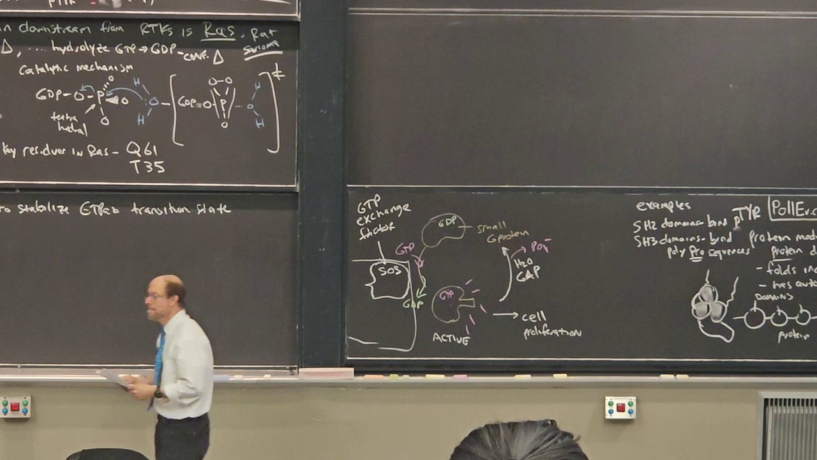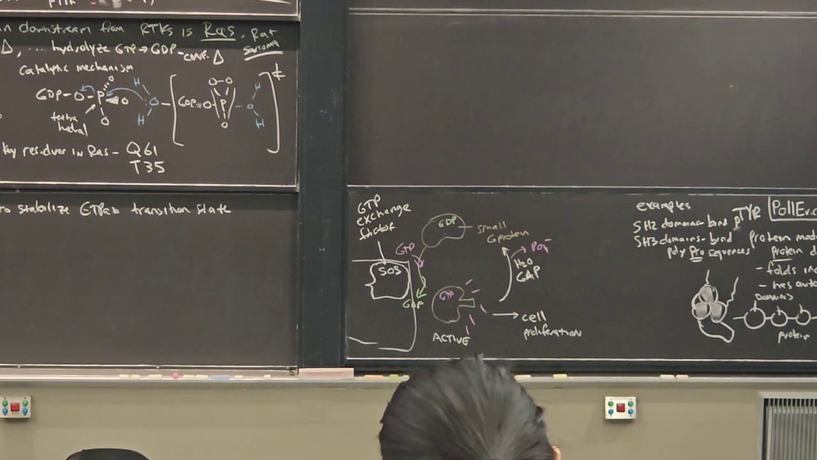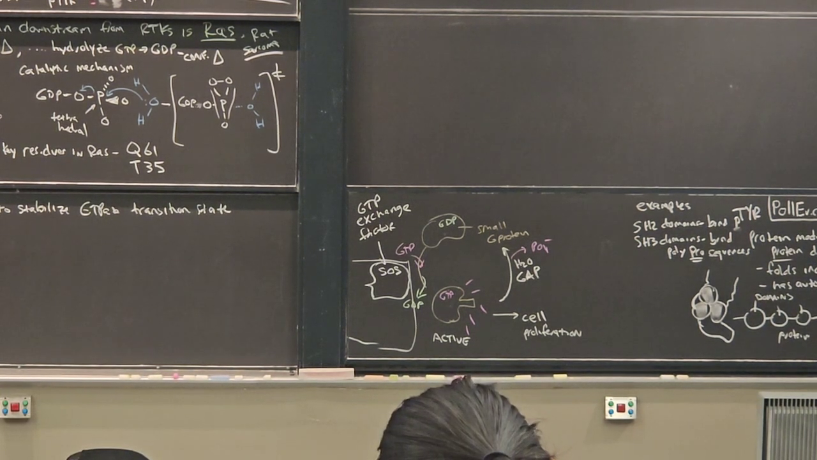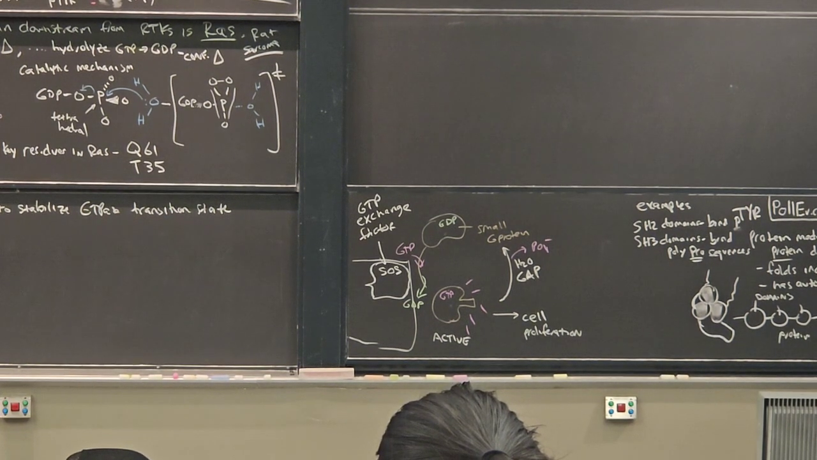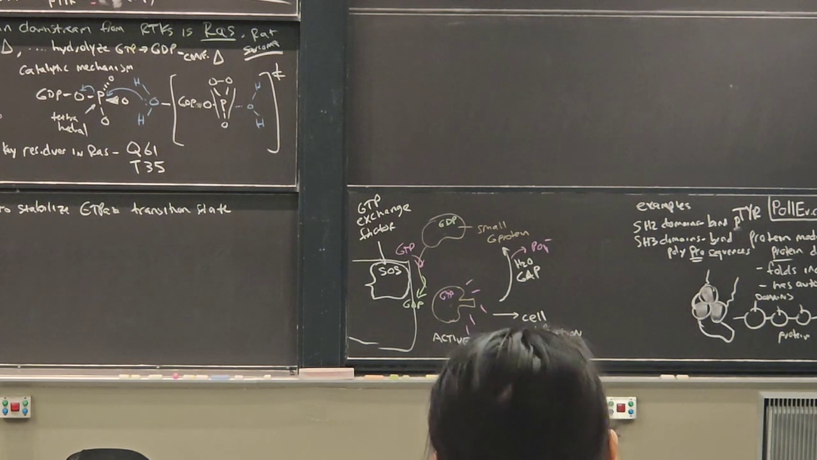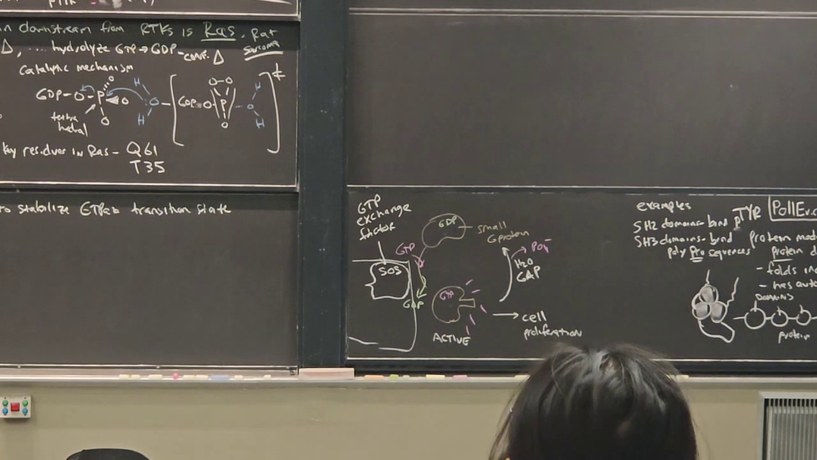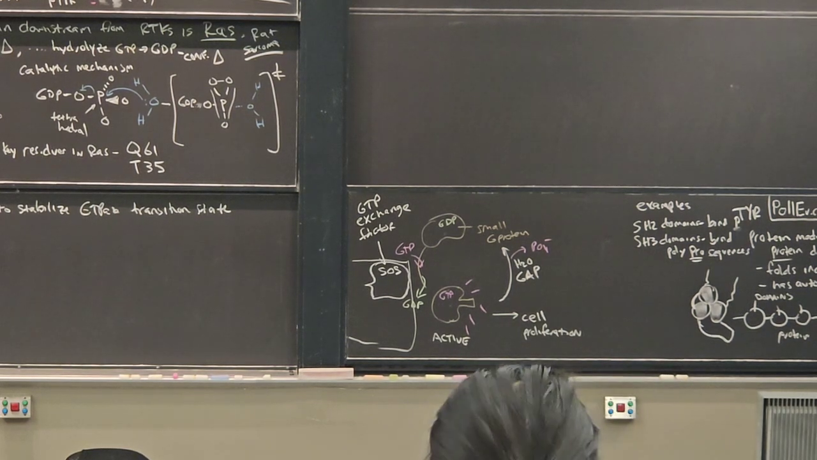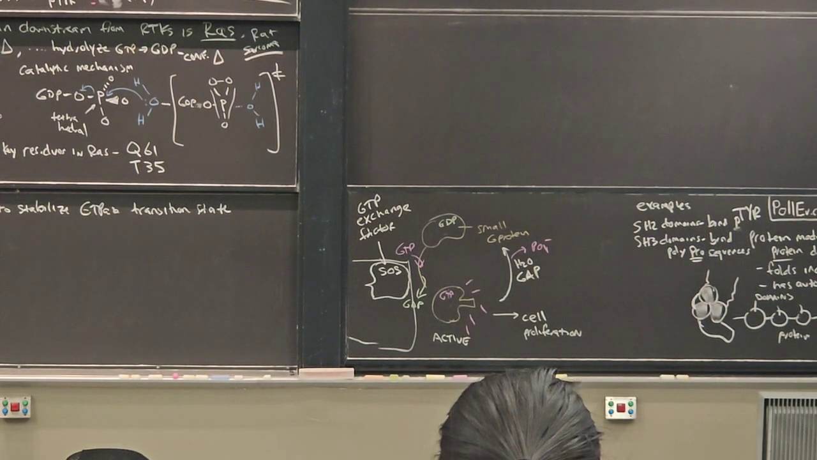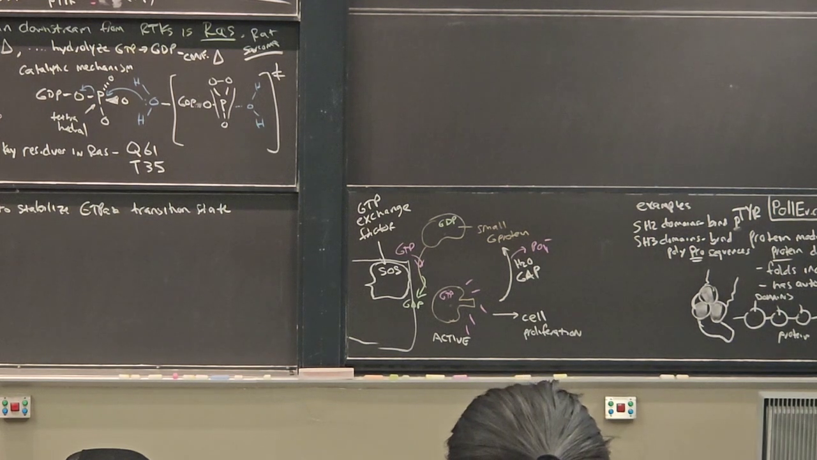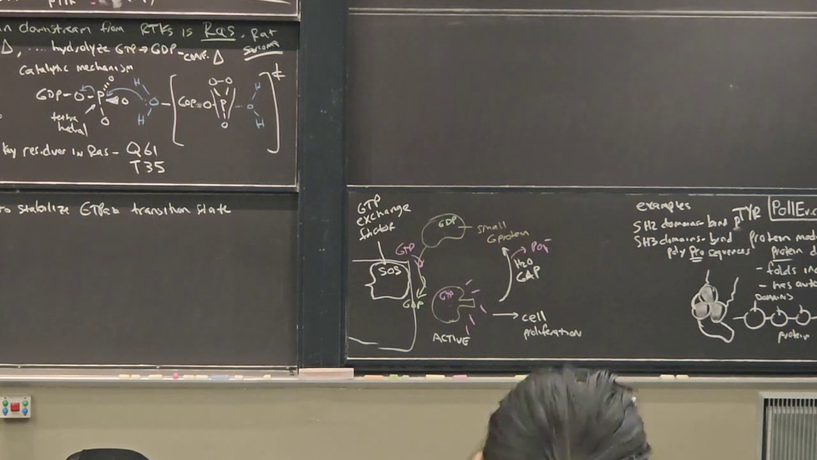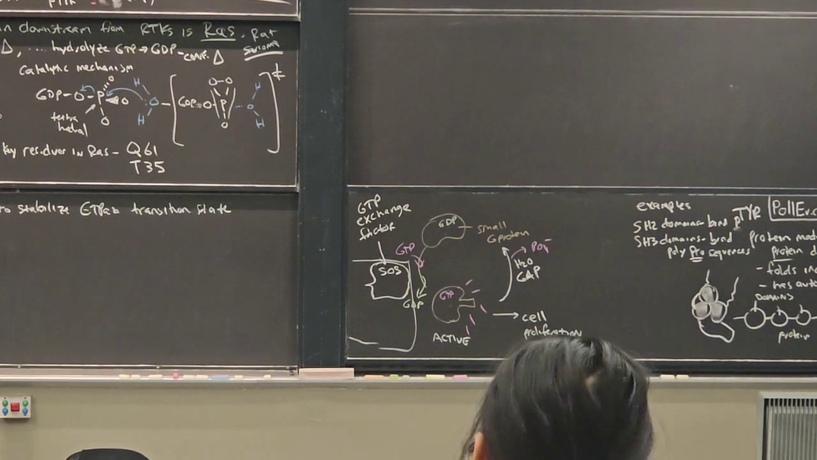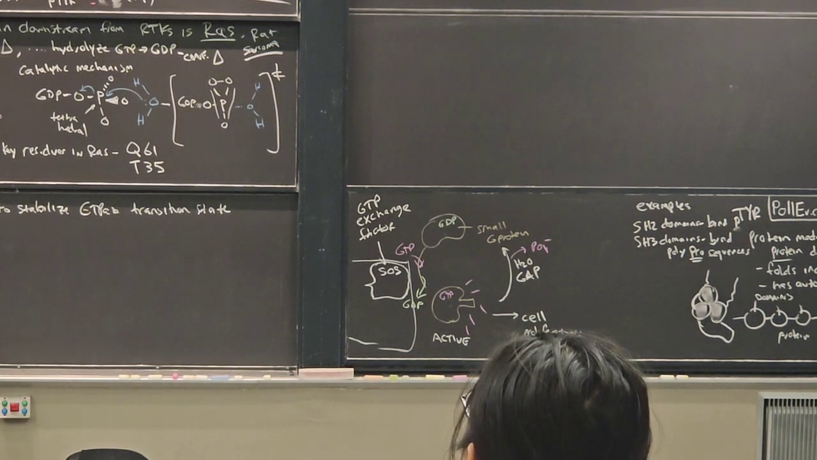Guess what? This is in your handout as well. Many oncogenic mutations in RAS involve residues involved in GTP hydrolysis. So RAS mutants, particularly glycine 12, that's part of that P loop, threonine 35, and glutamine 61 are common mutations.